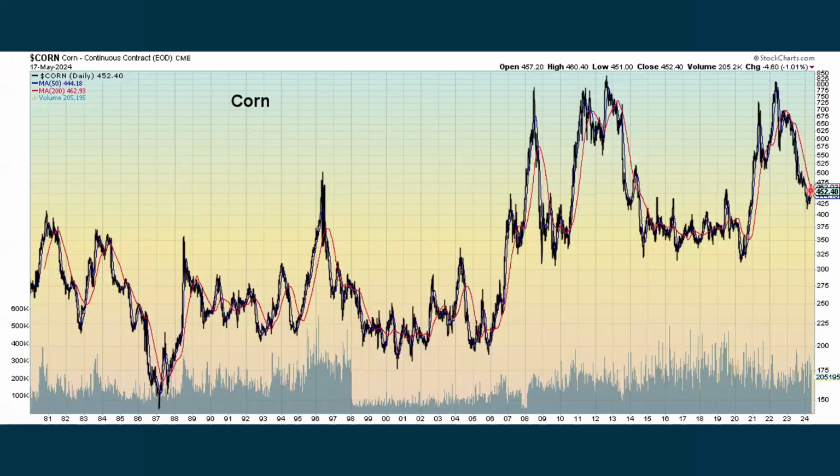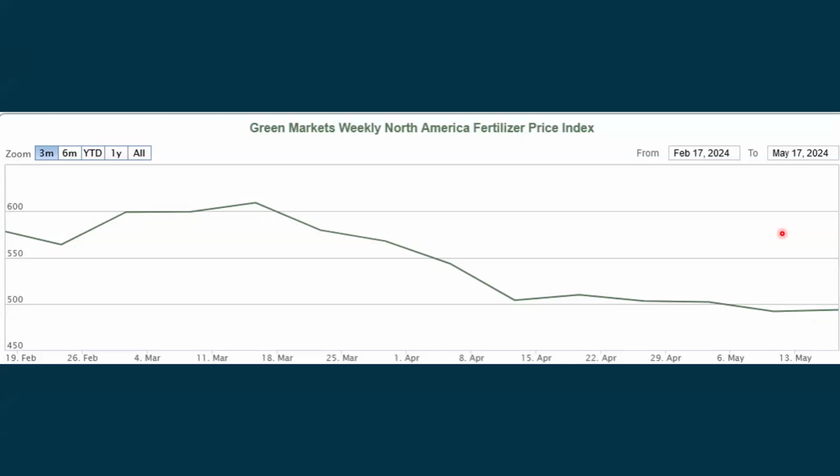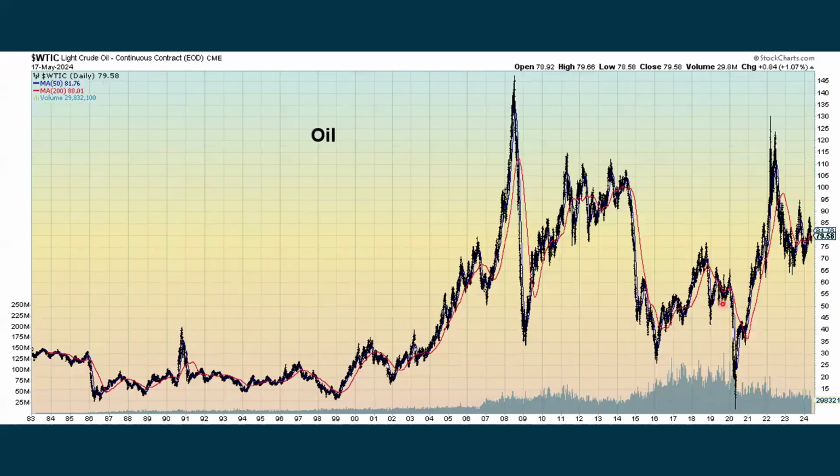Corn is bouncing back up. It came up to its 200-day moving average and now is starting to come back down. Wheat also has been bouncing back up, getting really close here to seeing an uptrend. That could be inflationary. We keep an eye on fertilizer, where it really has been declining over the past few months when looking at this chart.